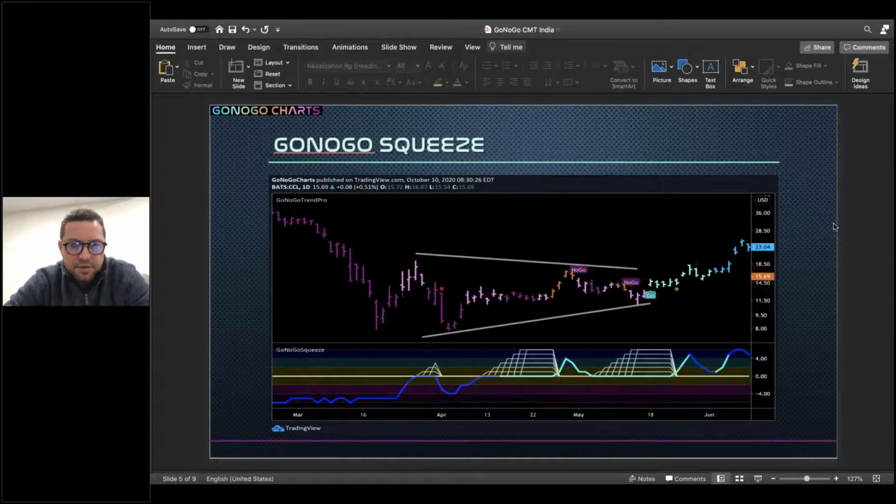The next few slides show GoNoGo indicators based off the original ideas in the GoNoGo calculations, so these will be fast to go through because we've already discussed the idea behind them. This is called the GoNoGo squeeze. This indicator tries to identify areas of reduced volatility. It does that by looking at the oscillator and identifying areas where the oscillator has been riding the zero line.